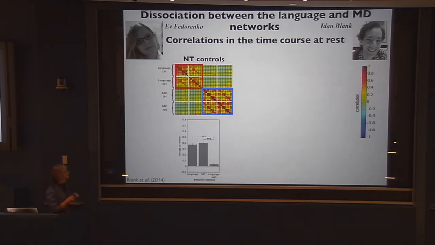So here's the mean correlation between any two language systems, between any two multiple demand systems, and between a language and a multiple demand system. So that's pretty neat. As I say, we don't know exactly what it means, but there's real structure here. It means something. So then we can ask whether you see this in people with autism.